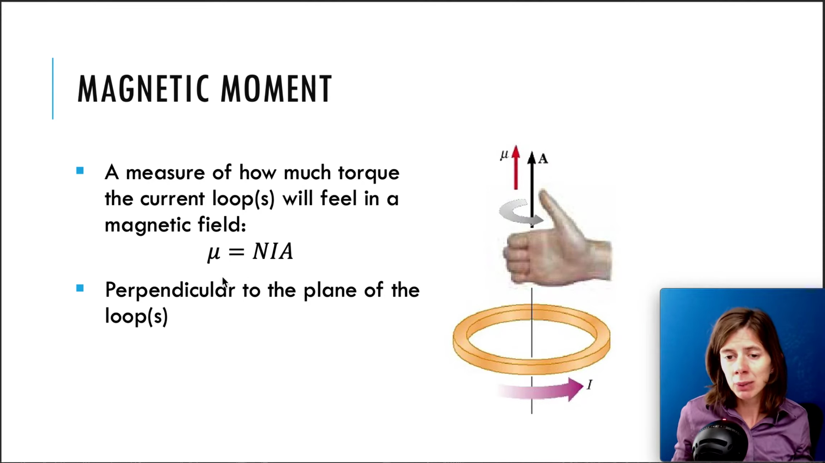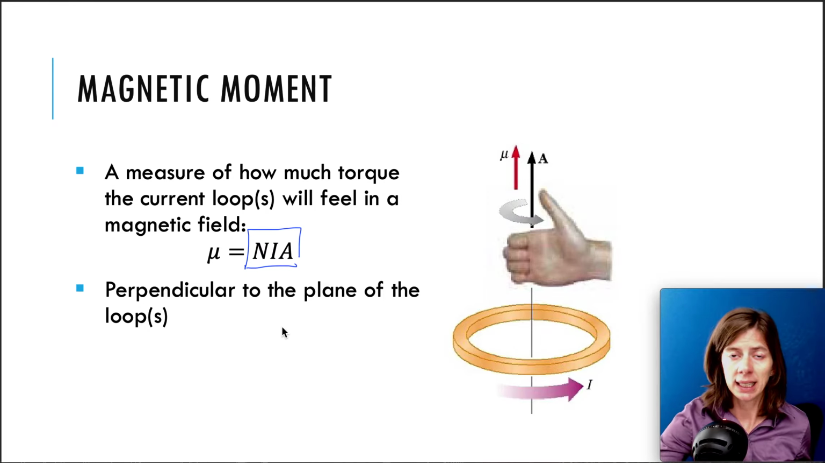The magnetic moment is defined as NIA. N is the number of loops, I is the current in that loop, and A is the area of that loop. So this might seem like an arbitrary definition, but we'll see how it applies very soon. Another thing to know about the magnetic moment is that it is a vector, so it has a direction, and that direction is perpendicular to the plane of the loop. And we'll learn exactly how to find its direction in just a minute.